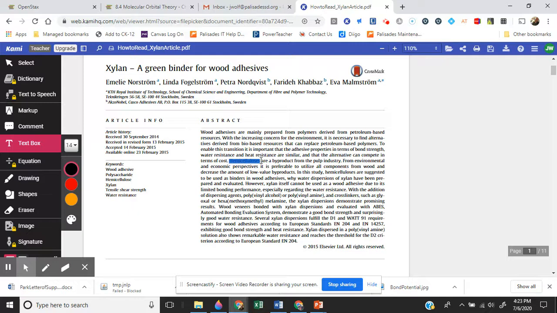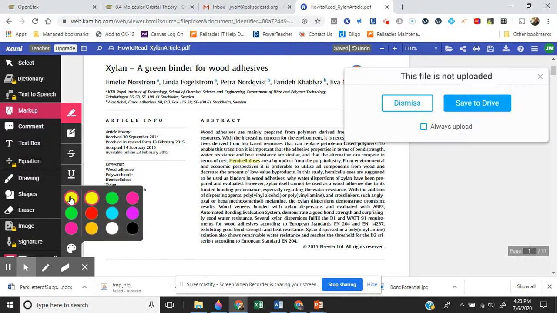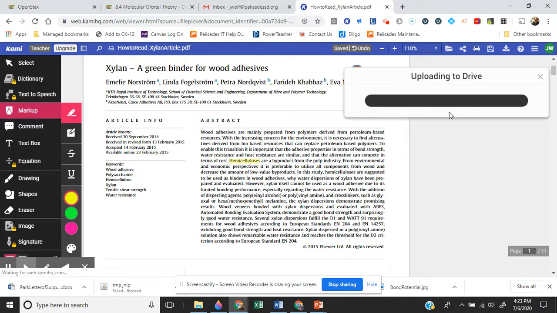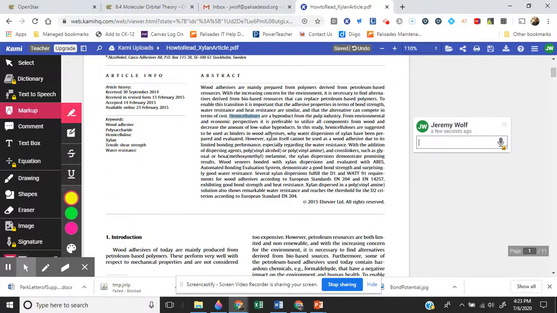So we have this word hemicelluloses, right? And so I'm going to highlight that, hemicellulose. Okay, and then I can insert a little comment over there. Let's see, maybe I'll just put, look this up. So I have to remember at some point in time, I'm going to look up what a hemicellulose is, right? They're a byproduct from the pulp industry. So the pulp industry, I maybe don't necessarily know what the pulp industry is. So I might have to look into that.